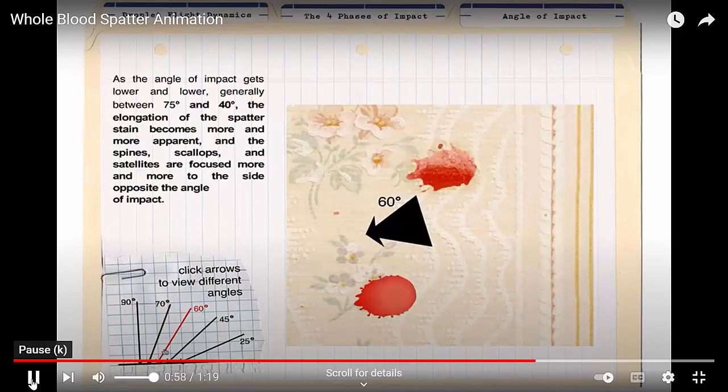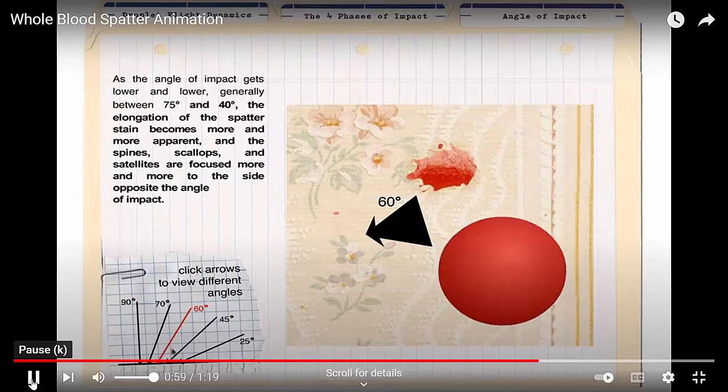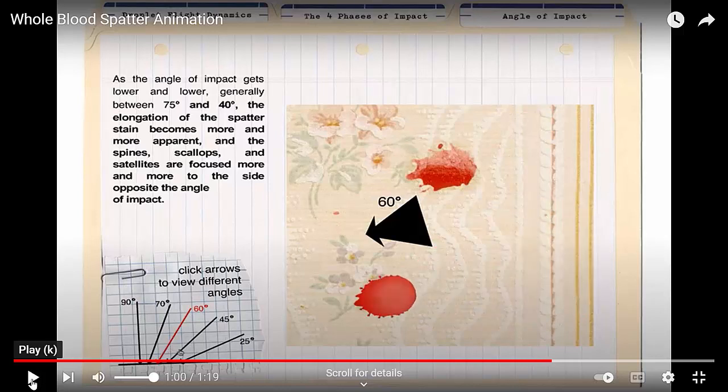If we change then to 60 degrees, we can see that we're going to have a slightly different angle, a slightly more elongated drop. So as the angle of impact gets lower and lower, generally between 75 degrees and 40 degrees, the elongation of the spatter stain becomes more and more apparent, and the spines, scallops, and satellites are focused more and more to the side opposite the angle of impact.